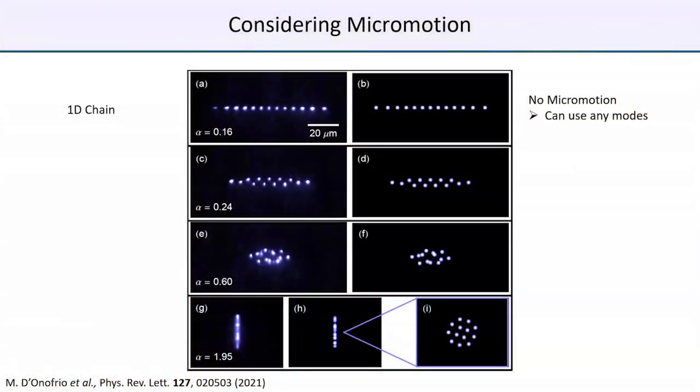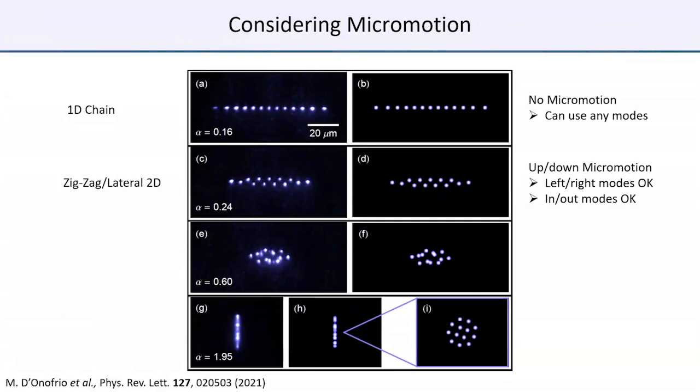All right, so this top one, we've already discussed: 1D chains. They're already along a no-micromotion axis, so we can use any of the modes, no problem. This zigzag lateral 2D thing has no micromotion left and right, but there will be micromotion up and down, into and out of the board. This is a single 2D plane, so the into and out of the board direction has zero radial distance and therefore zero micromotion amplitude. So if we want to use the modes into and out of the board, they're okay. If we want to use the modes to the left and the right, they're okay. The only modes we shouldn't use for quantum simulation are the ones that go up and down in that picture.